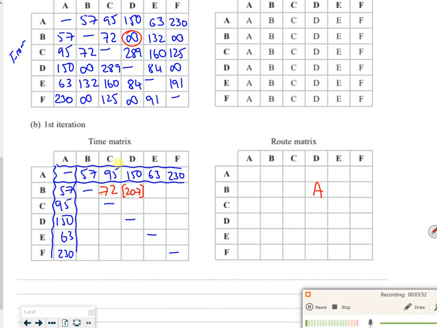Right, so let me keep going. So I've got 57 and 63. Is that smaller than the 132? Yes, it is. That's going to be 120. Put a square bracket around it. It's identifying for me that I've changed it.